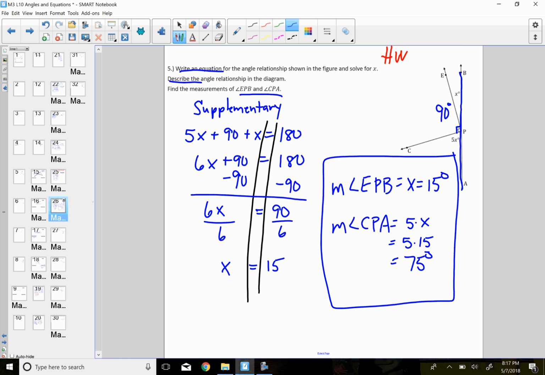So when I combine like terms and solve the equation, I get x is 15, but the question wants me to use x to find these two angles. So EPB is this guy right here, this x, so x is 15 degrees. And CPA is this 5x, so 5 times 15 is 75.